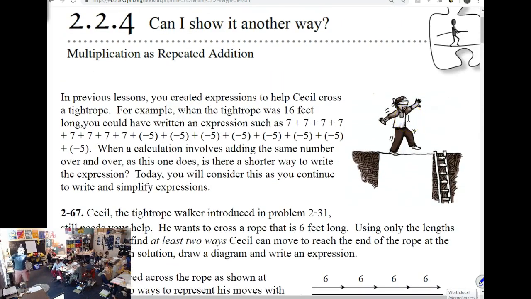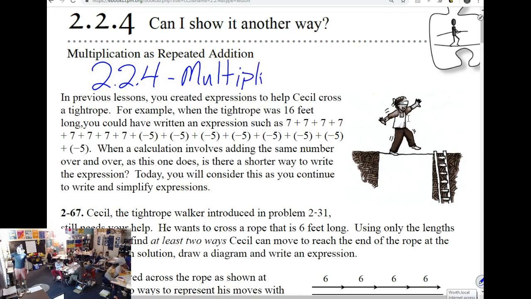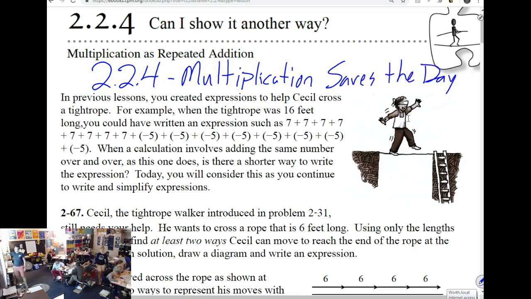So if you don't have a header yet, we are on 2.2.4. Multiplication saves the day. That's my header. Multiplication saves the day.